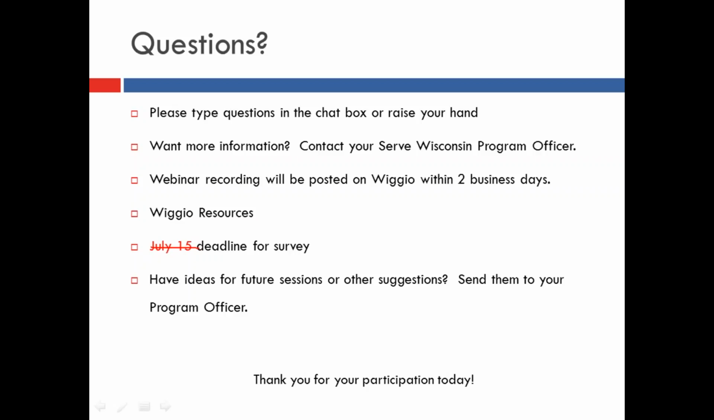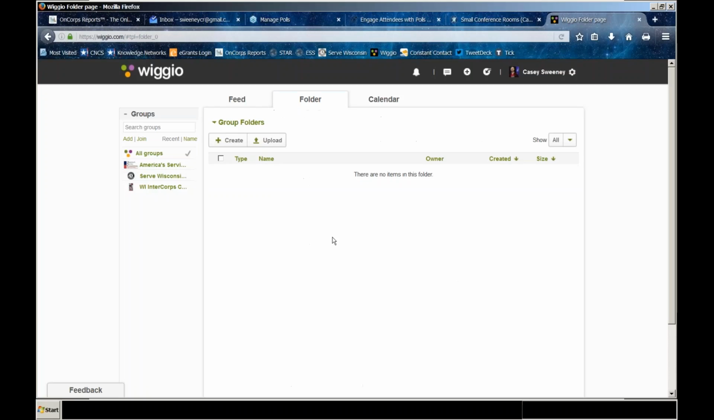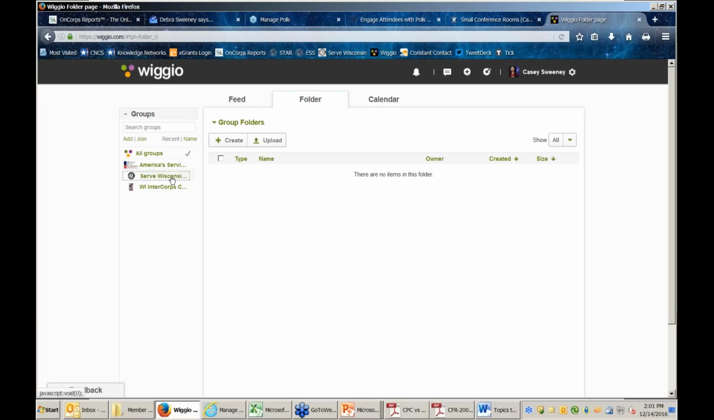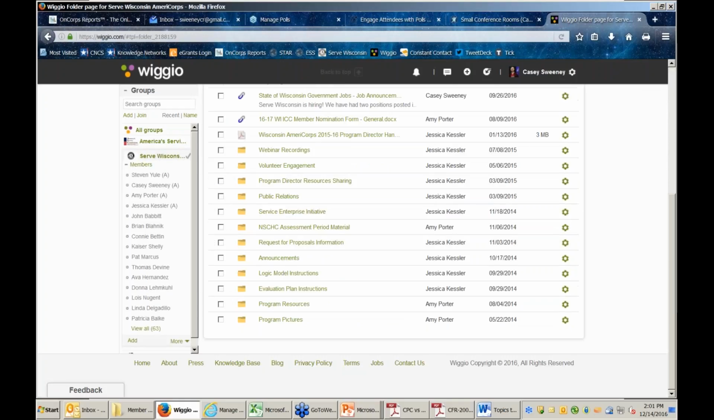And on Wikio, there was a question: where can you find the webinar playbacks after Wikio? There is a folder. If you open your Wikio, you have 3 tabs at the top: a feed, a folder, and a calendar tab. You'll go to the folder tab, and it's under webinar recordings, and they are sorted by each month. There will be a link to the recordings on Wikio. And Casey is showing you on the screen right now where you can find those webinar recordings.